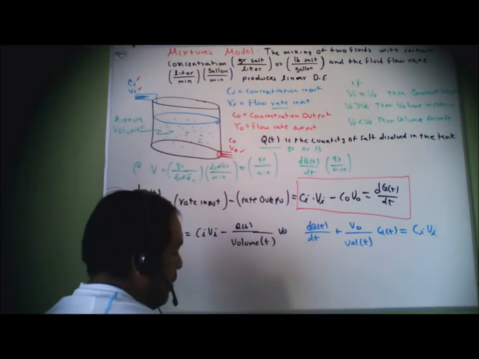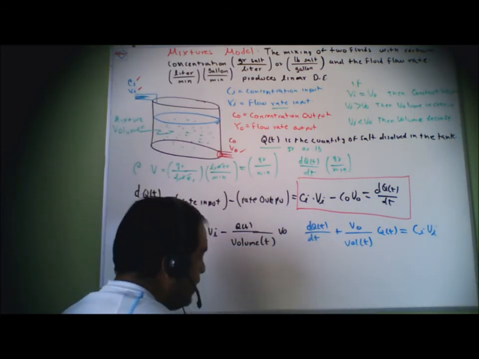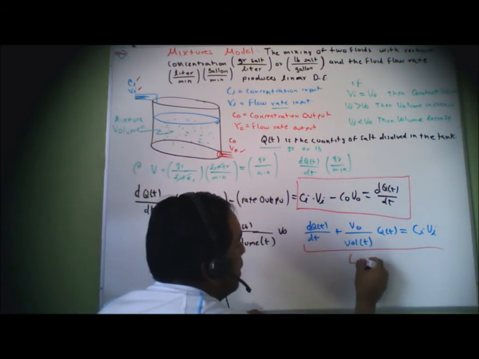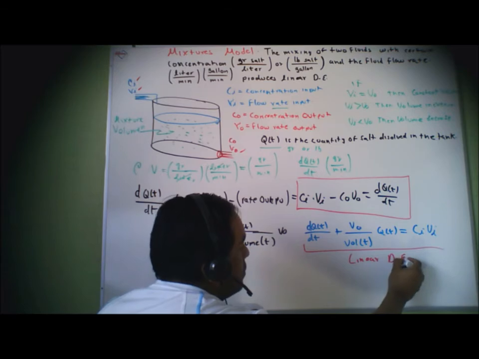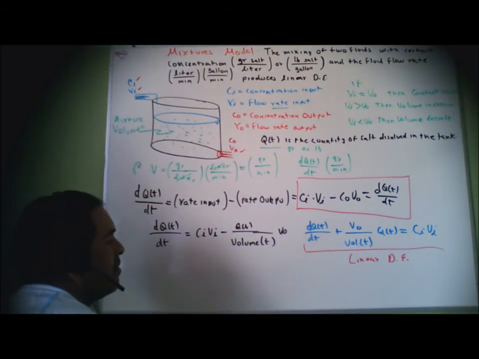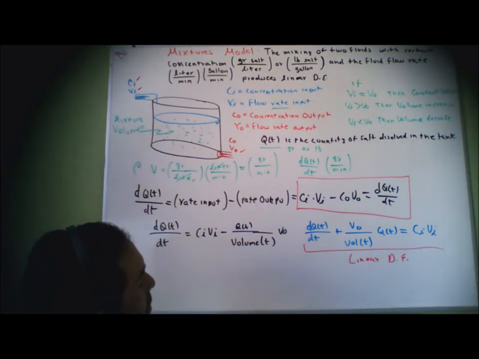Now what happens here is that this is a linear differential equation, where this is P(t) and this is Q(t). All right, well, a different Q. So that is a linear differential equation. One thing that may be very difficult to calculate is the volume as a function of time, but we will see that with an example in the next video.